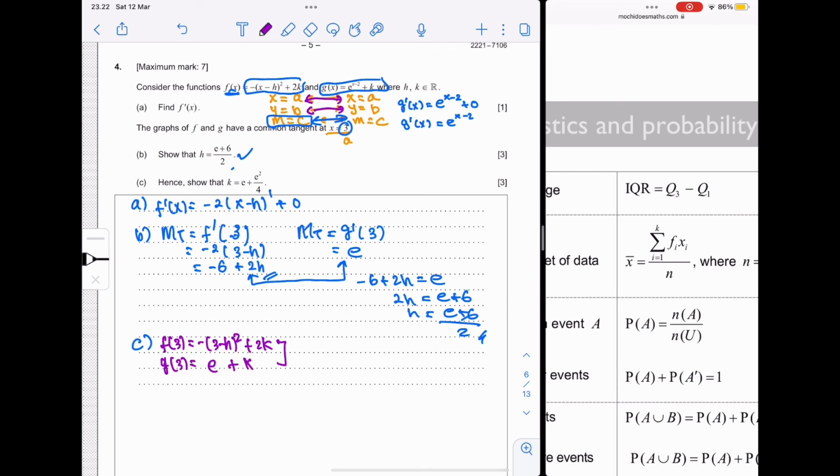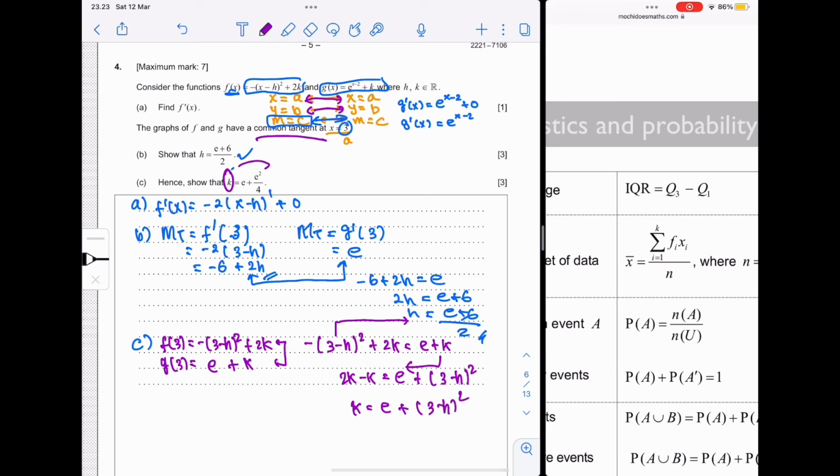And again, try to make them equal. Since they are a common point, they are equal, okay? Minus (3 minus h) squared plus 2k equals e plus k. Since it's k, I'll move the k to the left and the rest without k to the right. 2k minus k. E, move it to the right, it becomes plus. Plus (3 minus h) squared. K equals e plus (3 minus h) squared. We're getting there.